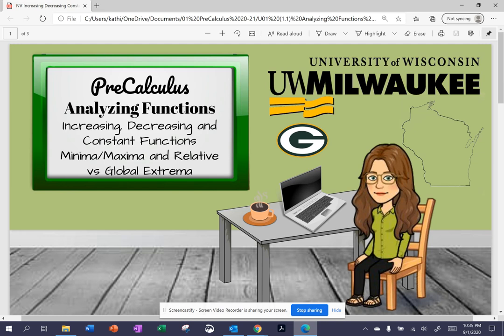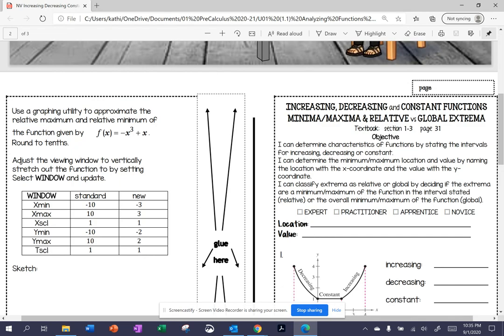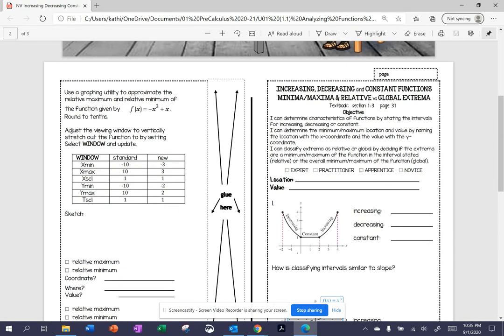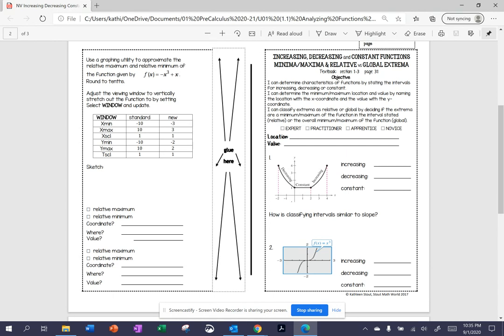Today's lesson is on increasing, decreasing, and constant functions, along with minima, maxima, and relative versus global extrema. So what are my learning goals today? I can determine characteristics of functions by stating the intervals for increasing, decreasing, and constant.